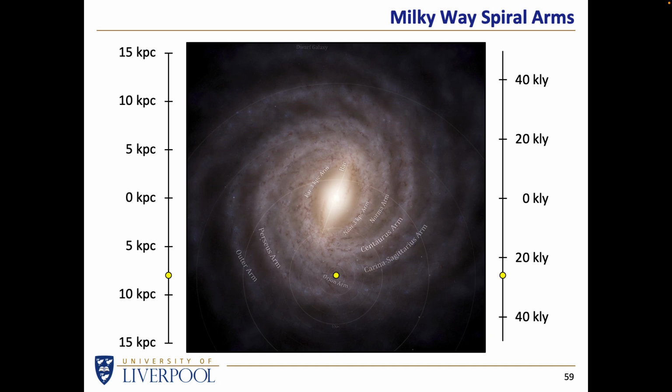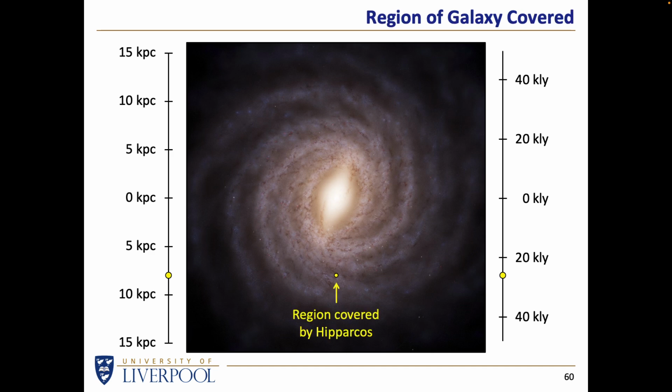Let's take those labels away so we can see it a little more clearly. That yellow dot there is the entire region covered by Hipparcos. Remember, it was 100,000 or so stars, so it very much only looked at a tiny part of our neighborhood in the same spiral arm that we are sitting in. Not really representative of the entire galaxy.